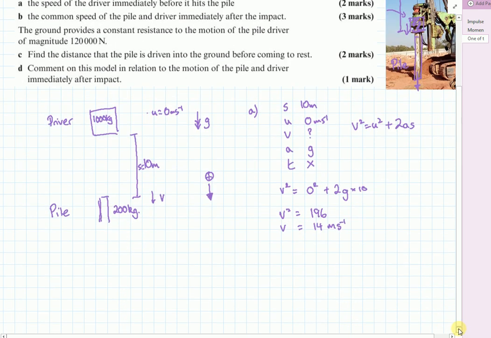Second part, B, the common speed of the pile driver and pile immediately after the impact. So this is actually the impulse and momentum part of the question. And what we're talking about is conservation of momentum. Normally you can actually get away with saying COM, conservation of momentum. You should state what you're using. So conservation of momentum is the total momentum before must equal the total momentum afterwards.